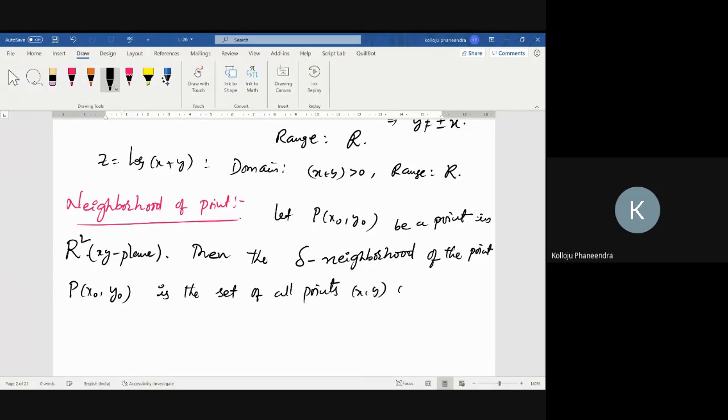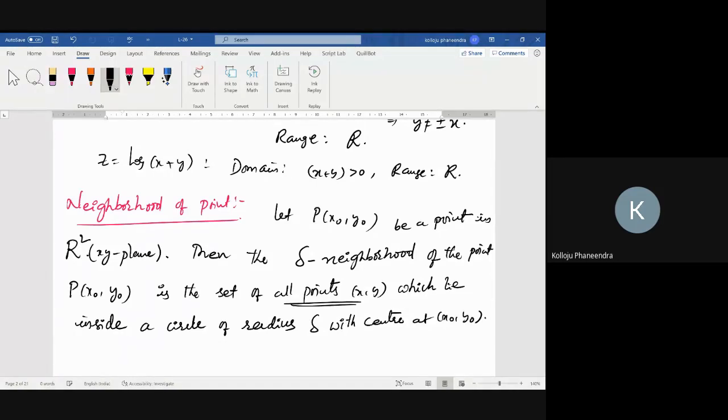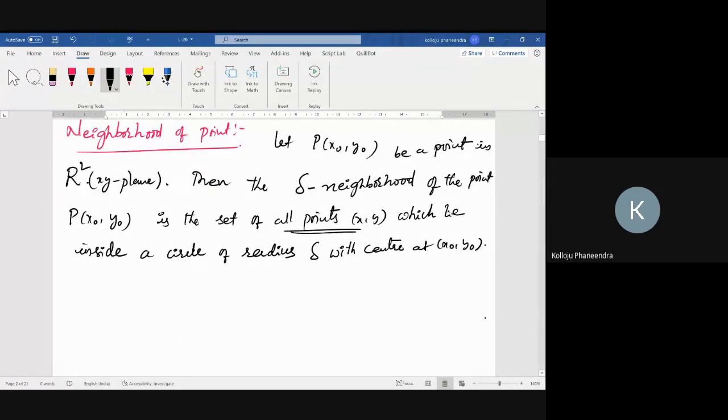x comma y. What is the condition here? It is the set of all points x comma y which lie inside a circle of radius delta with center at x naught y naught. This is called the neighborhood of a point P. In particular, it is called the delta neighborhood of the point P.